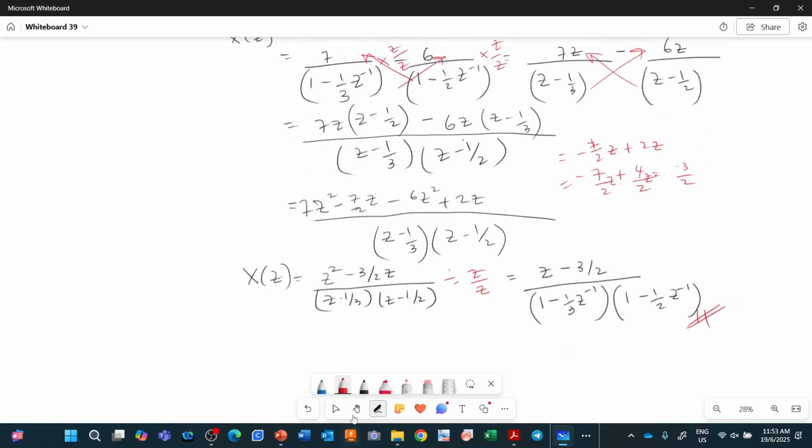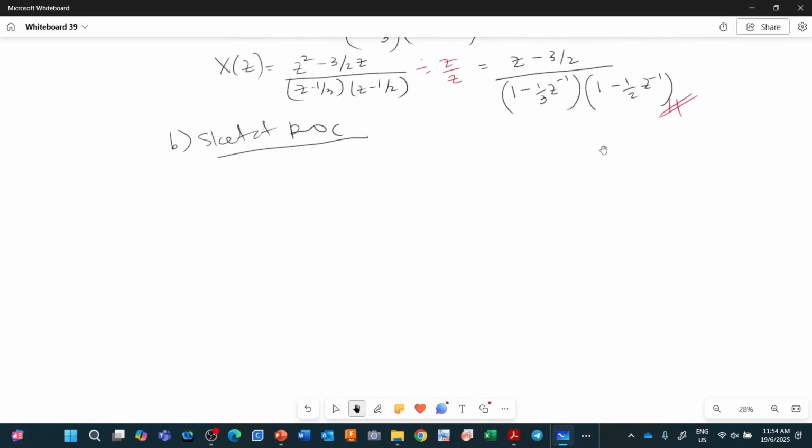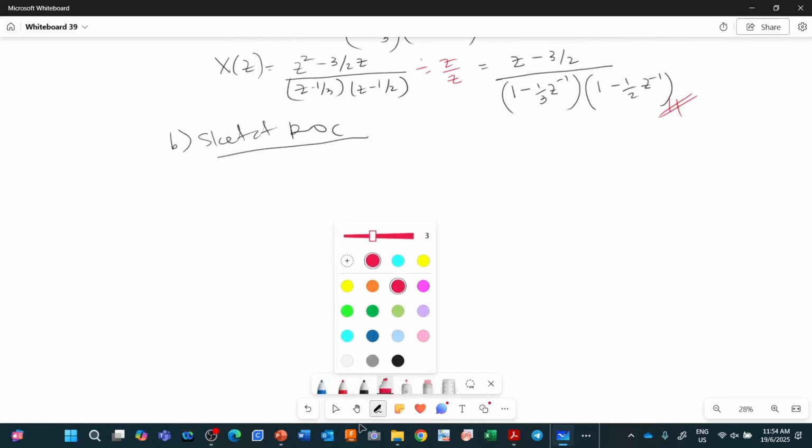Okay, so basically from here, B, sketch ROC. So what we are going to refer to is only which part? Numerator or denominator? Denominator only, which is this part only.